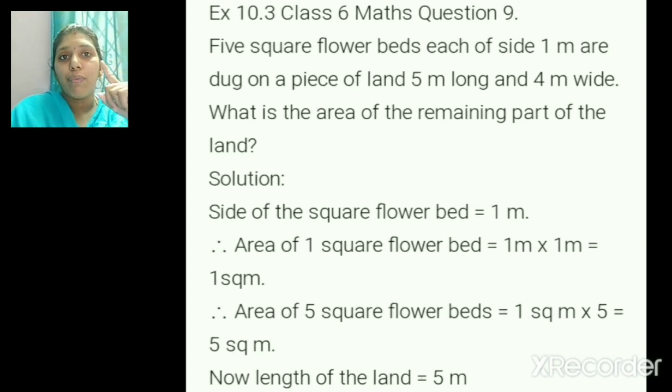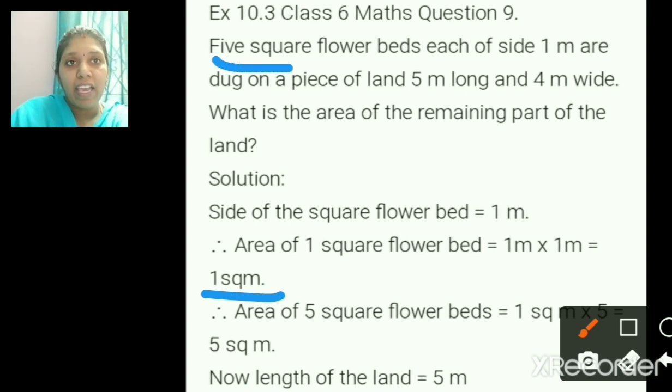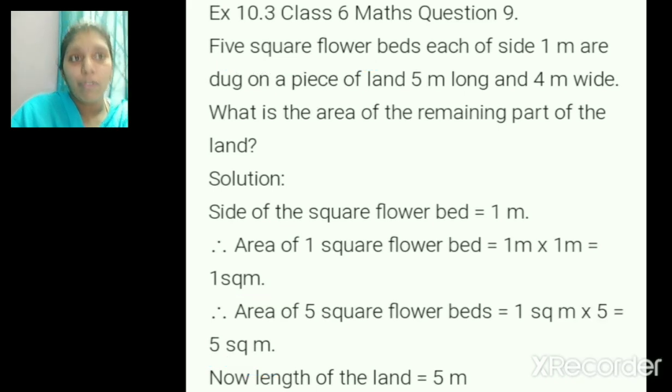Area of 1 square flower bed is side into side, so 1 into 1, which is nothing but 1 square meter. Now we have to find for 5 square flower beds. How can we find it? 1 into 5 will be equal to 5 square meter. So for 5 square flower beds the area is 5 square meter.